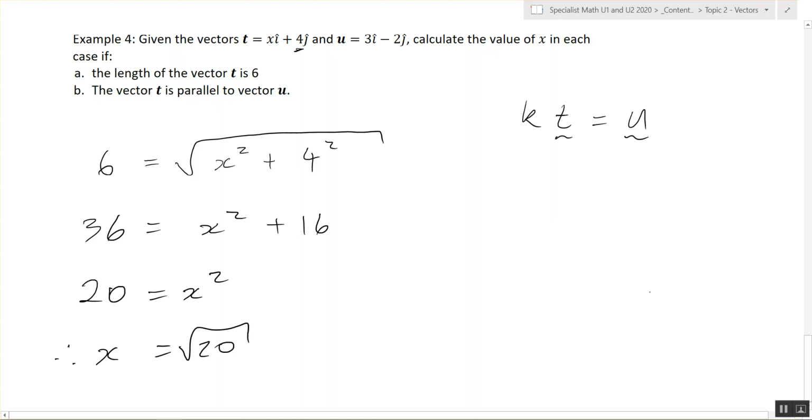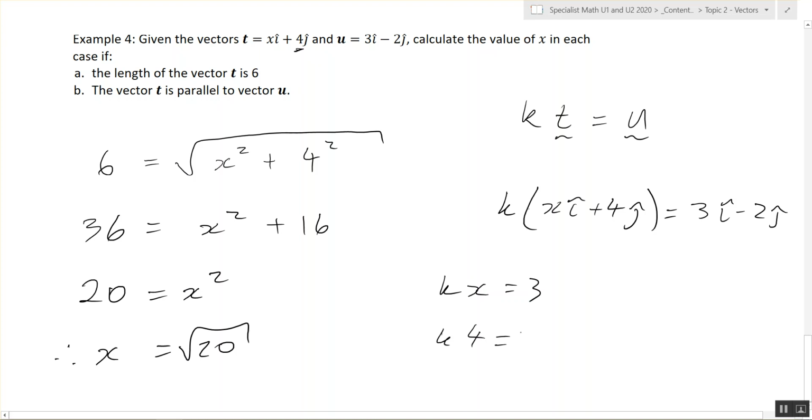Okay, so how do we use this? We'll simply substitute in t and u. Okay, so now we have the i's and j's again. So similar to the last example, we want to isolate the i's and isolate the j's. The i's, we have kx equals 3. Okay, two unknowns there, too difficult. Isolate the j's. k times 4 equals -2. Okay, simple.